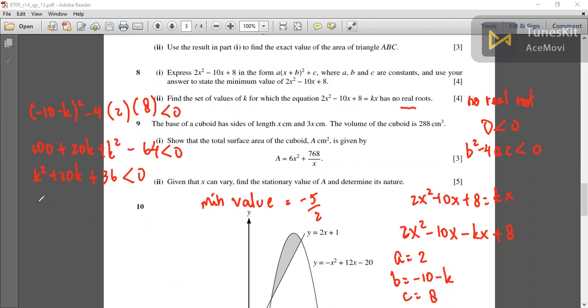So here we have to factorize this first. So 36, 18 and 2. So let's say k minus 18, k minus 2, smaller than 0. So we got this is 18, this is 2. Remember, this is an inequality, we have to test it. So this is 2, and then this will be 18.